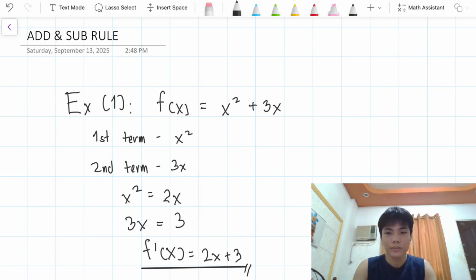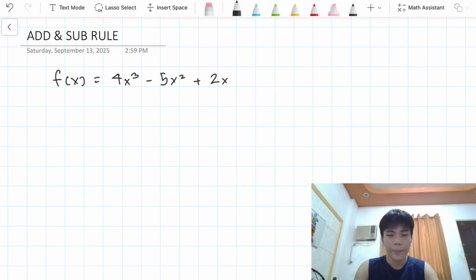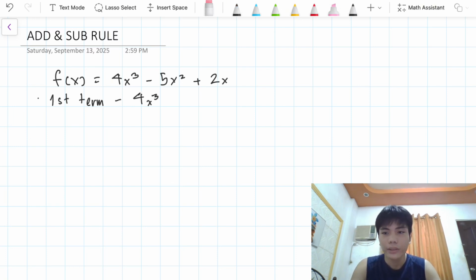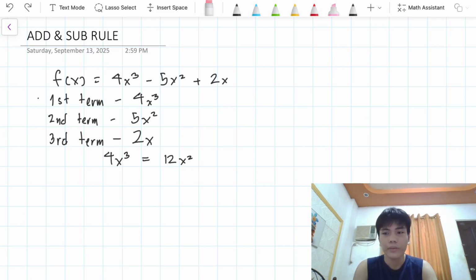That's the final answer. So for the next example, f of x is equal to 4x cubed minus 5x squared plus 2x. Again, we identify the terms. The first term is 4x cubed, the second term is negative 5x squared, and the third term is 2x. Next, we differentiate each term. The derivative of 4x cubed is 12x squared. How? Because 3 multiplied by 4 is equal to 12. The exponent becomes 2.